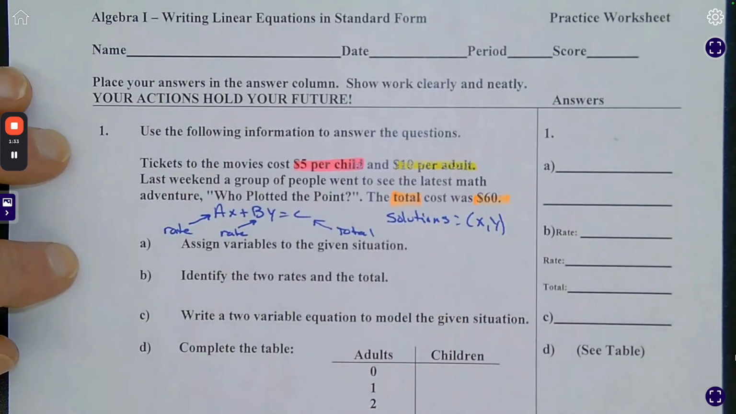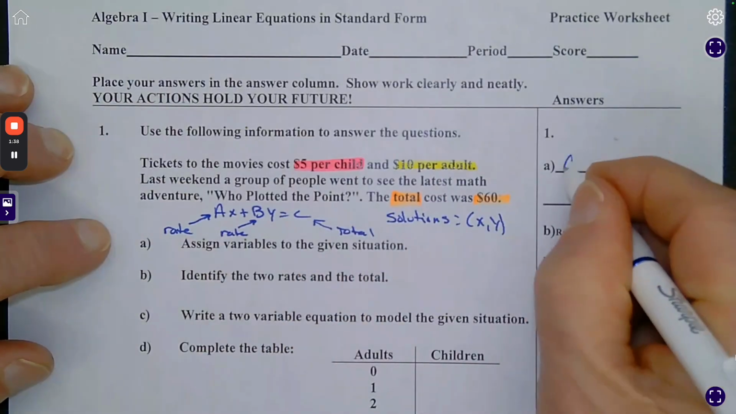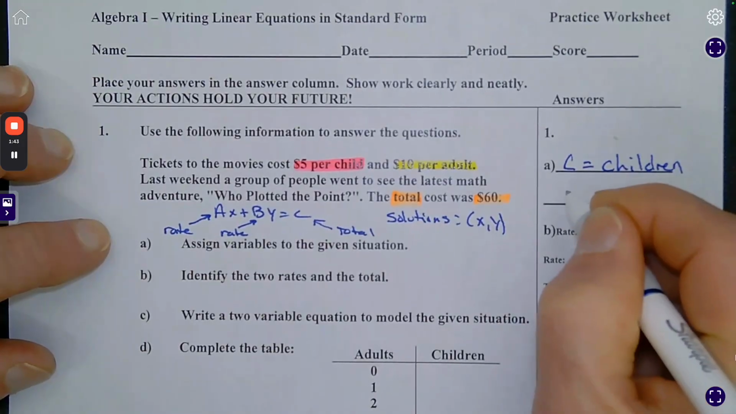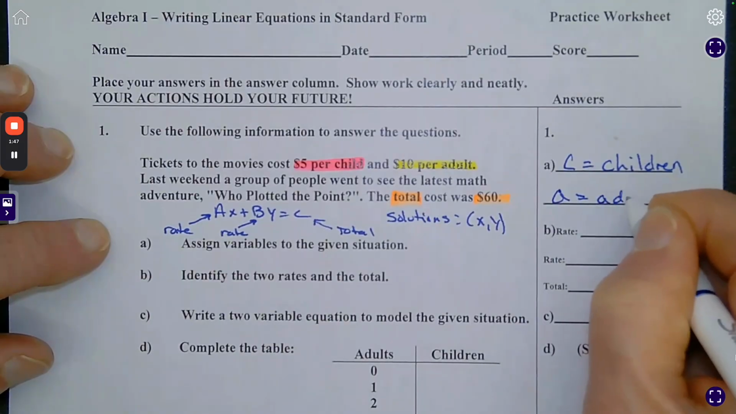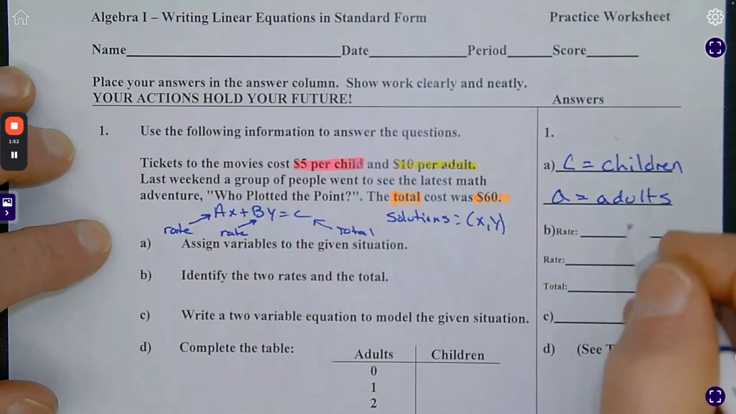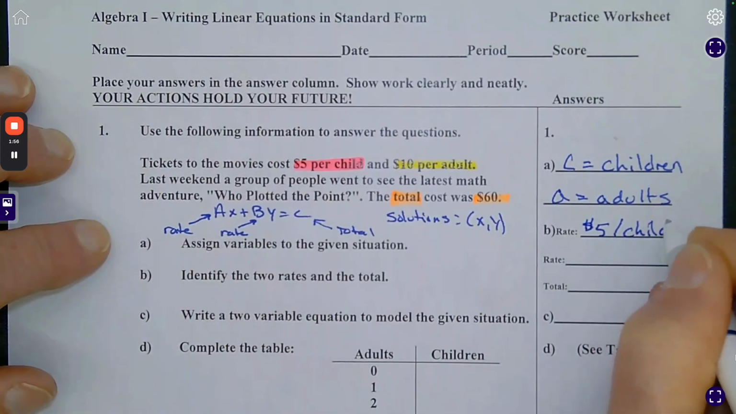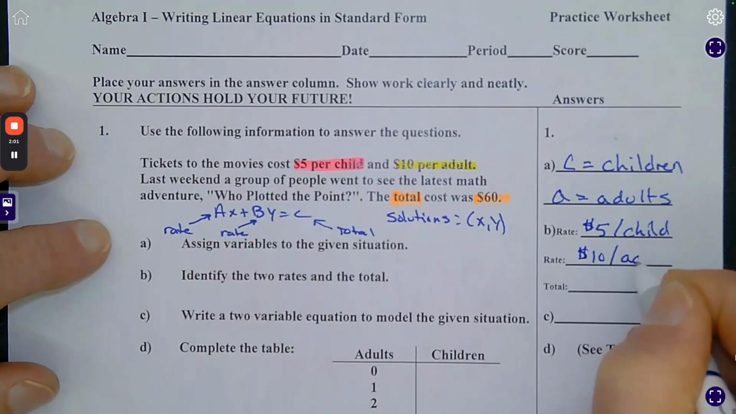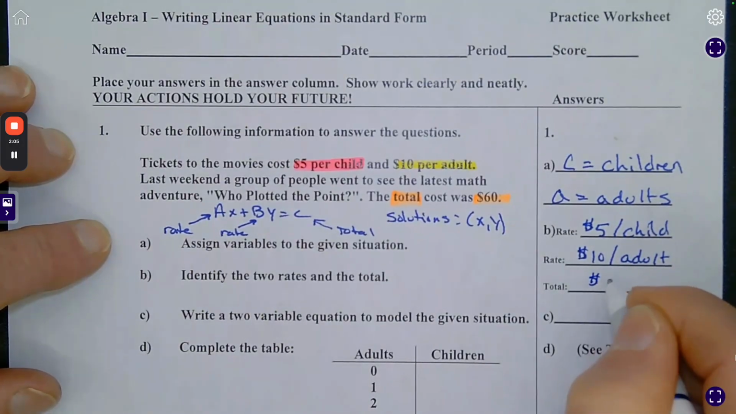Okay, let's do it. Assign variables. I'm going to assign variables that make sense. So I'm going to let C equal the number of children that attended the movie. And I'm going to let A be the number of adults that attended the movie. Okay, that's not bad. Well, what's the first rate? The first rate is $5 per child. The second rate is $10 per adult. And the total was $60.